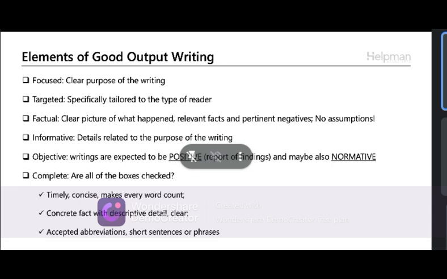Okay, then a good writing must be complete. All the boxes are checked. We'll see all the boxes now that have to be checked.